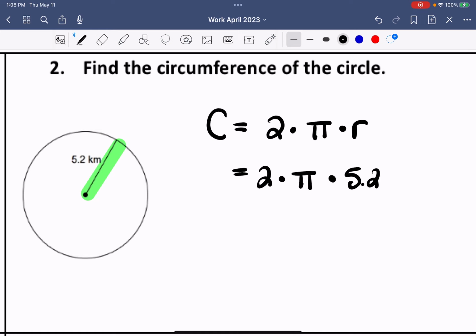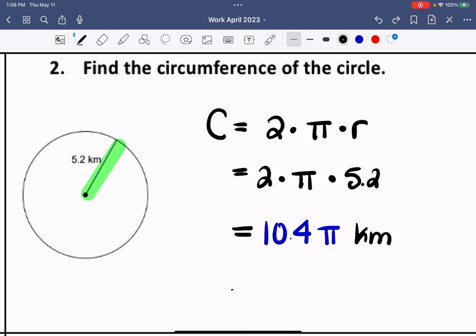Now, if you want to do this without pi, don't put pi in the calculator. So what are you going to put into the calculator? You're just going to put 2 times 5.2. And that's 10.4. So we're going to put 10.4, but then we do put pi in the answer: 10.4 pi, and then it is kilometers. This one does not have a squared. Don't put a squared on it because circumference does not have squared.